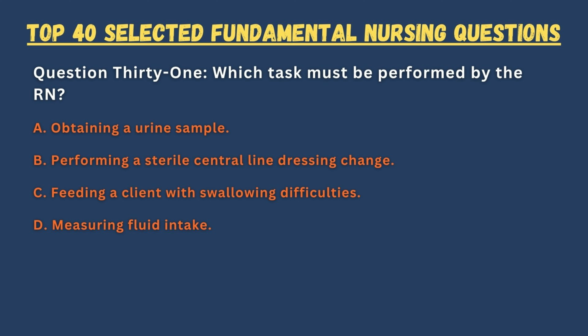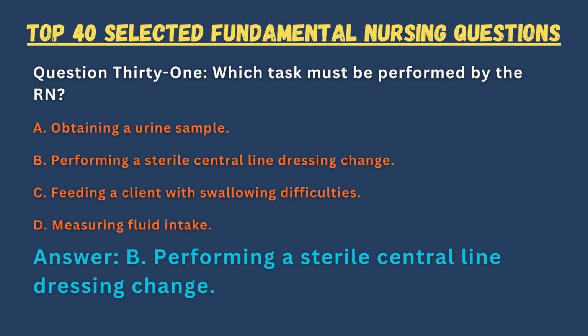Question 31. Which task must be performed by the RN? A. Obtaining a urine sample. B. Performing a sterile central line dressing change. C. Feeding a client with swallowing difficulties. D. Measuring fluid intake. Answer: B. Performing a sterile central line dressing change.